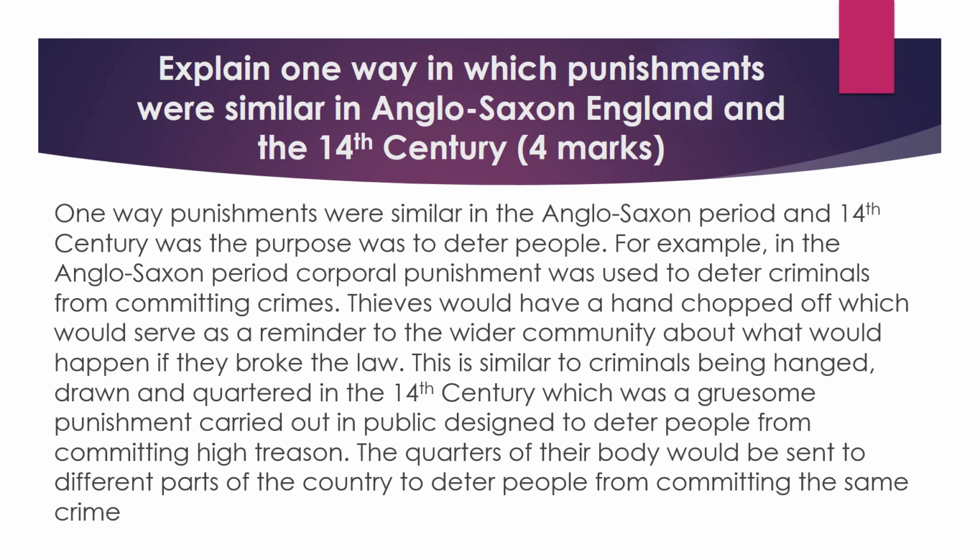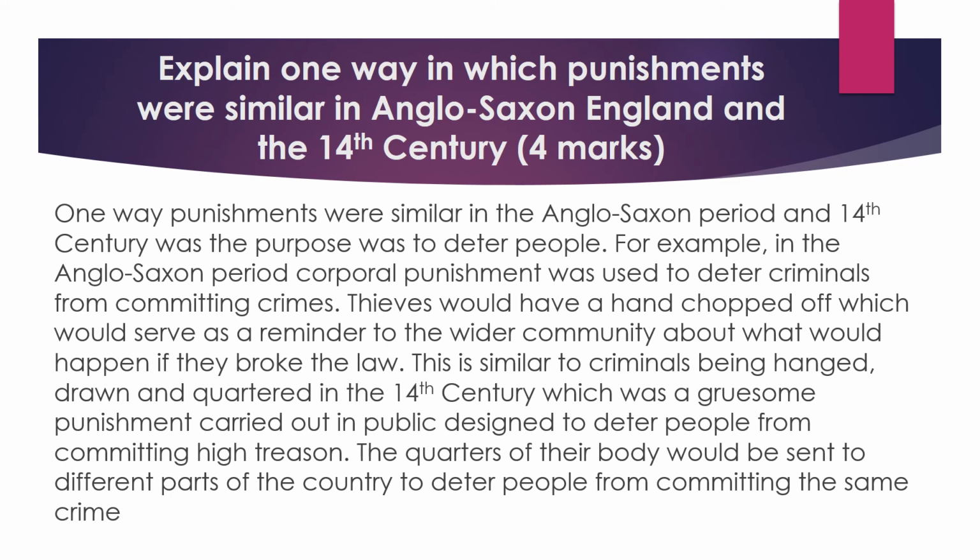So it says, one way punishments were similar in the Anglo-Saxon period and the 14th century was the purpose to deter people. For example, in the Anglo-Saxon period, corporal punishment was used to deter criminals from committing crimes. These would have a hand chopped off, which would serve as a reminder to the wider community about what would happen if they broke the law. This is similar to criminals being hanged, drawn and quartered in the 14th century, which was a gruesome punishment carried out in public designed to deter people from committing high treason. The quarters of their body would be sent to different parts of the country to deter people from committing the same crime.